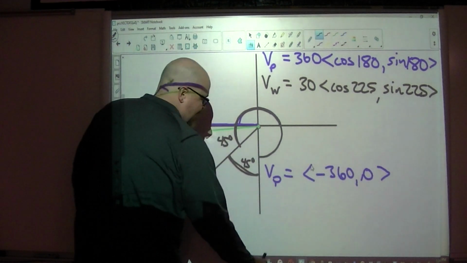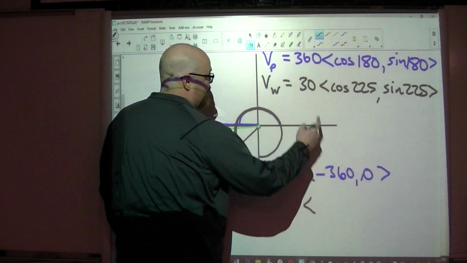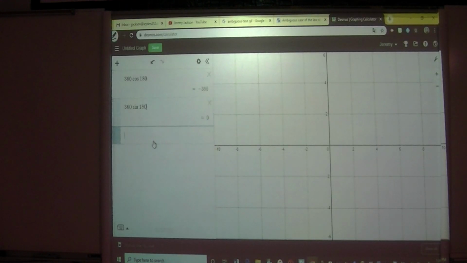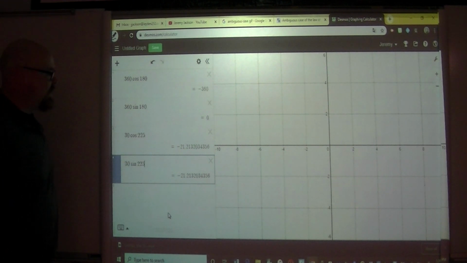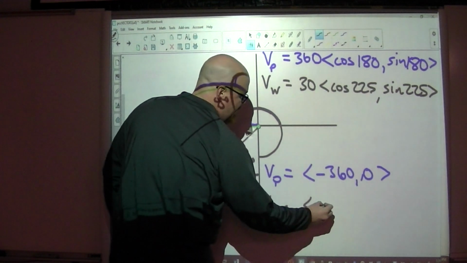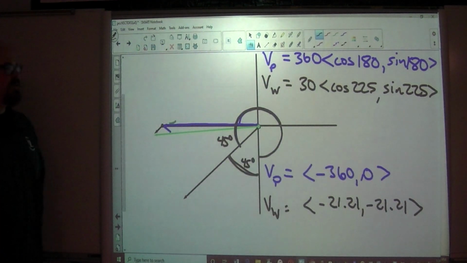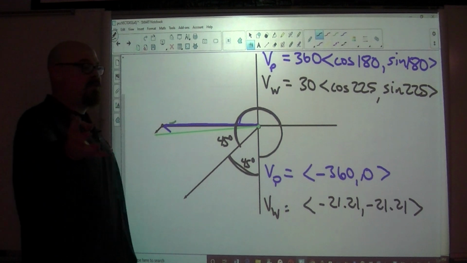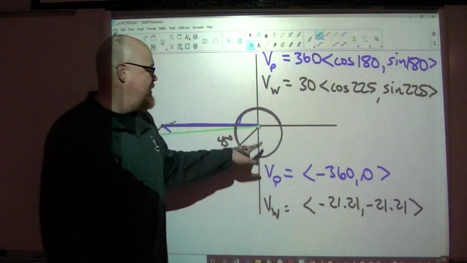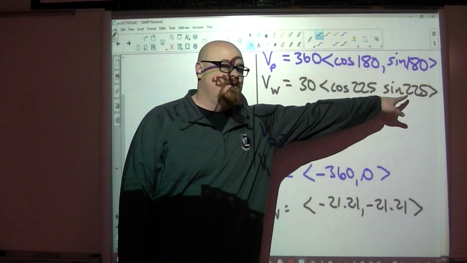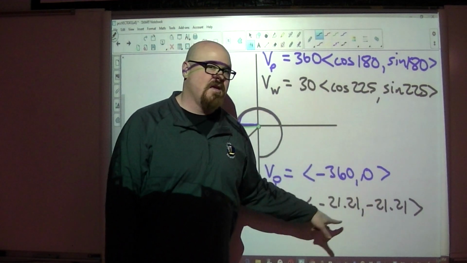Okay, the velocity of the wind, its components, 30 times the cosine of 225 and 30 times the sine of 225. Both negative 21.21. So we have negative 21.21, negative 21.21 for those components. Again, maybe this makes sense if you remember the unit circle stuff, but 225 degrees has the same x and y coordinate down here, right? They're both negative radical 2 over 2, negative radical 2 over 2 times 30. That's why we get the same number here.